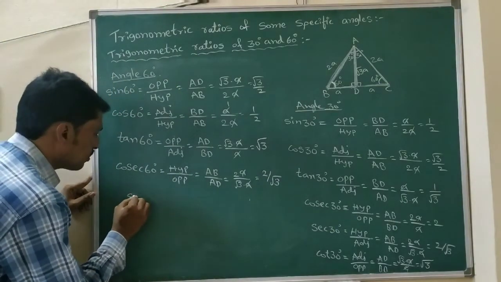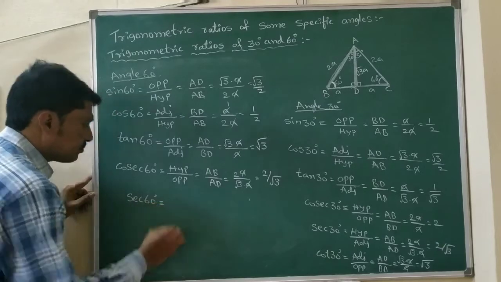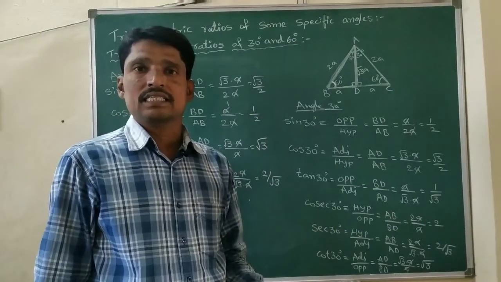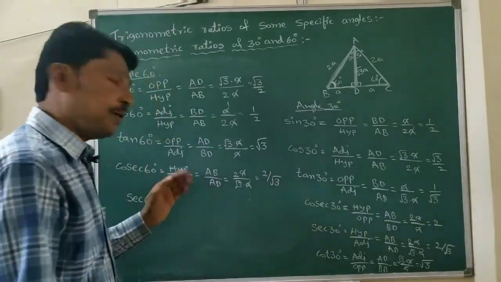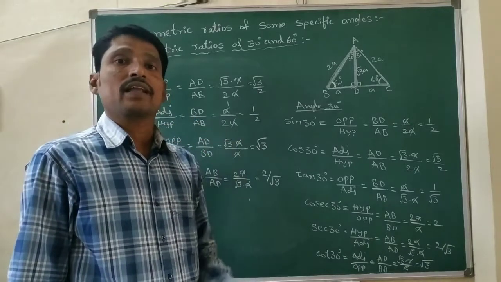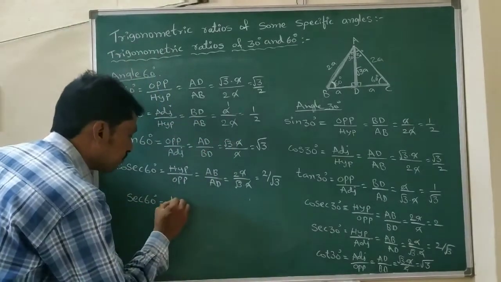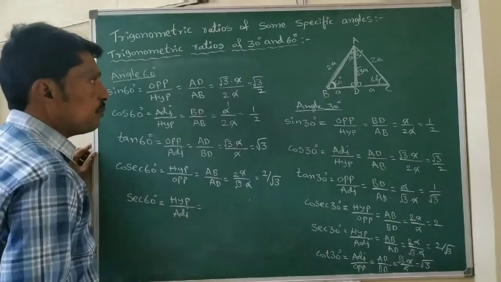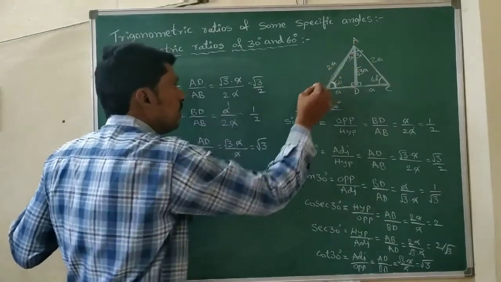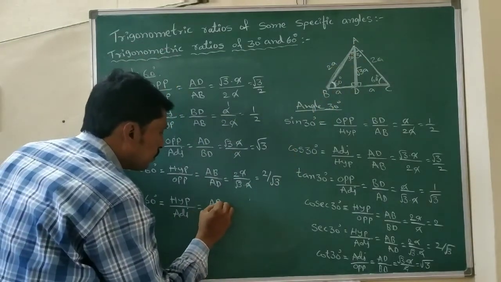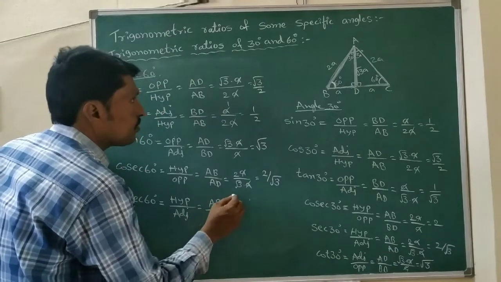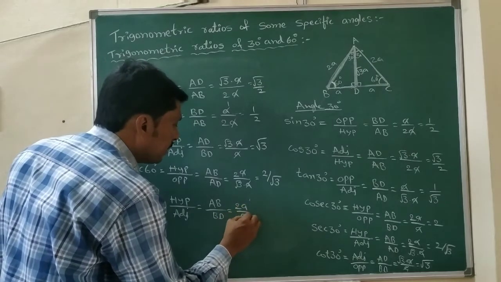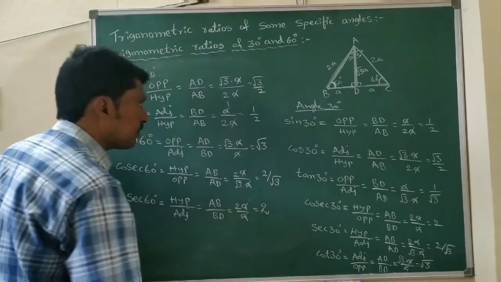Next, sec 60. So what is sec? Hypotenuse by adjacent side to angle 60. What is the hypotenuse in this triangle ABD? AB is the hypotenuse, by adjacent BD. That equals 2A by A. A gets cancelled, that equals 2 is the answer.